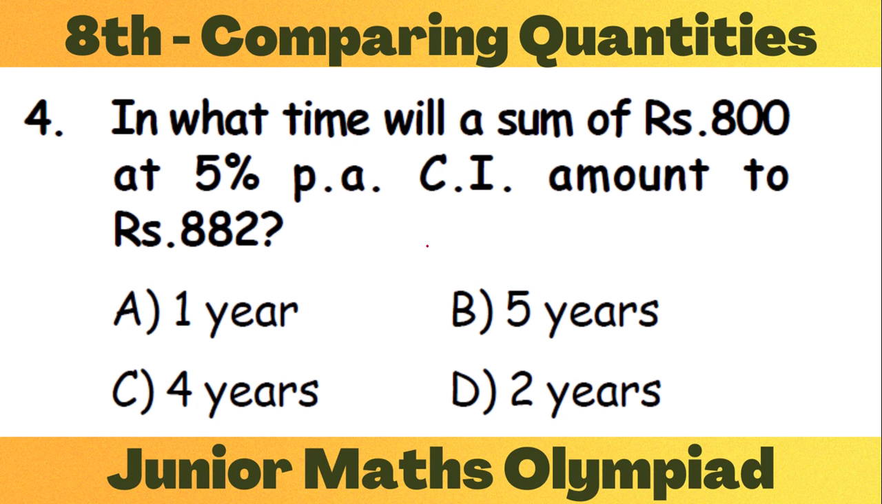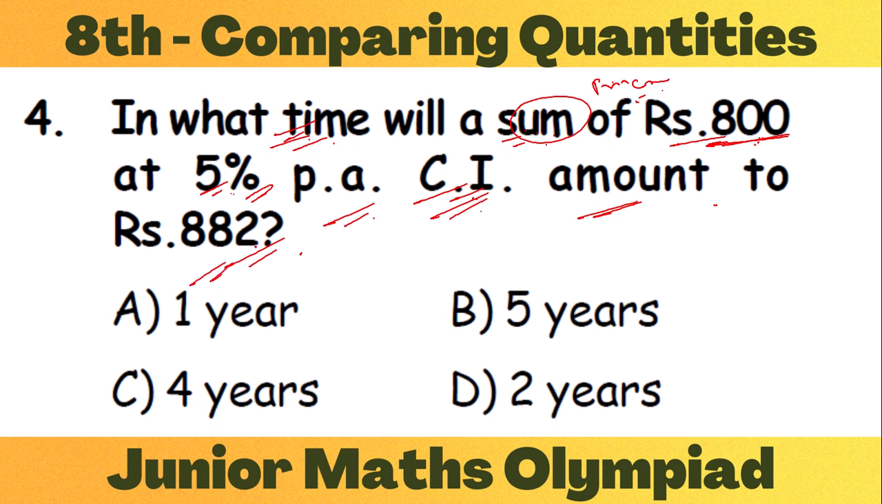Next, question number 4. In what time will a sum of rupees 800 at 5% per annum compound interest amount to 882? Sum means here principal amount, children. Principal amount without interest. If you have a principal sum of rupees 800, and we calculate 5% interest per annum at the compound interest rate formula, then in how much time will it become rupees 882? That number of years we have to find out.